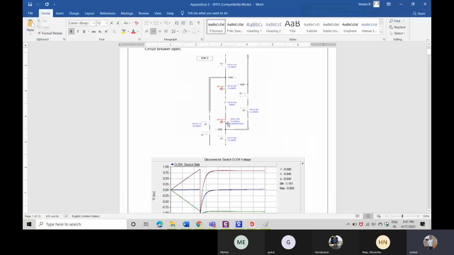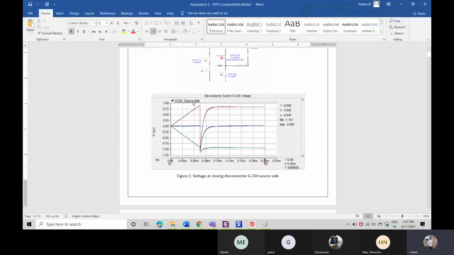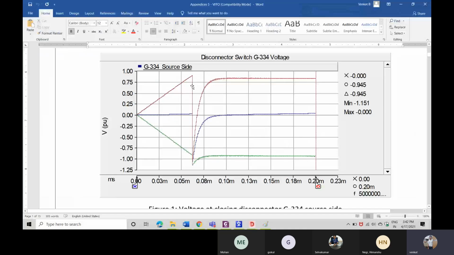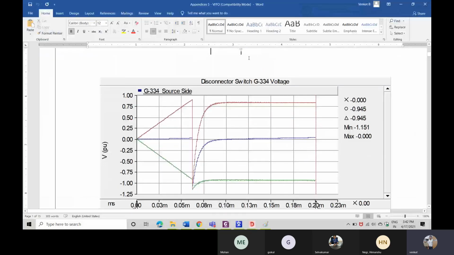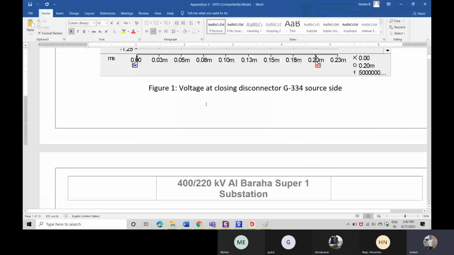At that time, on the source side I have 1 per unit of voltage. Can you see this in this graph? It is 1 per unit. This is nothing but the source side. I have about 1 per unit on the AC side. Then when my closing operation comes into action, on the other side I have minus 1 per unit. Can you see this? This voltage has suddenly dropped to minus 1 per unit. How can we see this?